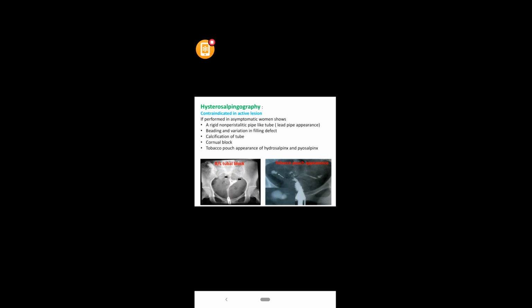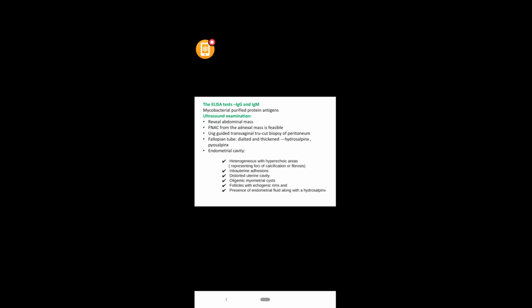And coming to the specific investigations of genital tuberculosis diagnosis, we'll go with hysterosalpingography. But in those where we are suspecting active lesions, this HSG is contraindicated, and it can be performed in asymptomatic women. There will be a lead pipe appearance, that is a rigid, non-peristaltic pipe-like tube, beading and variable filling defects, and calcification of the tube and cornual block will be seen. And tobacco pouch appearance of the hydrosalpinx, and hydrosalpinx and pyosalpinx can also be seen. So these are the images.